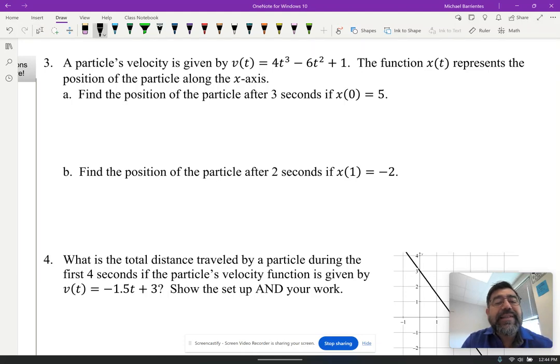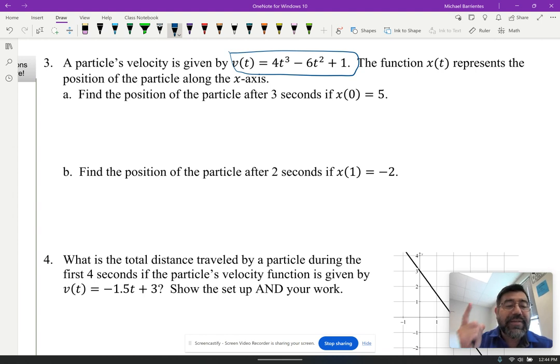A particle's velocity is given by v of t equals 4t cubed minus 6t squared plus 1. Awesome. The function x of t represents the position of the particle along the x-axis. Find the position of the particle after 3 seconds if x of 0 is equal to 5. Okay, let's think about what we're given. Let's think about what we want. We're given the velocity. They want the position. Specifically, they want the position of the particle after 3 seconds. But they're telling us that x of 0 is equal to 5.